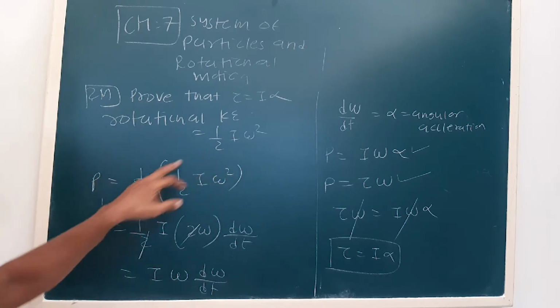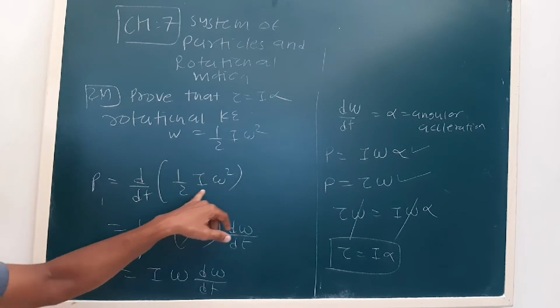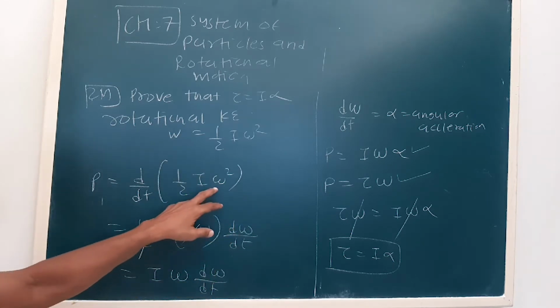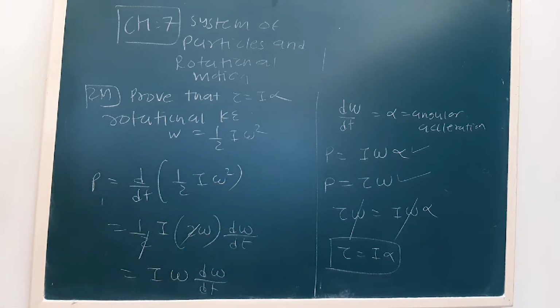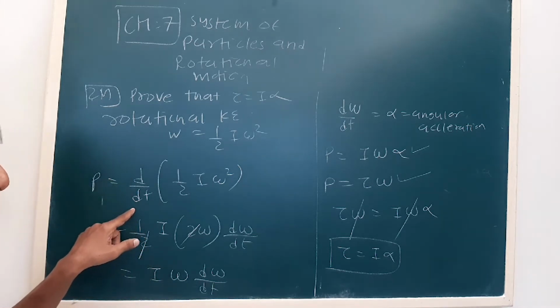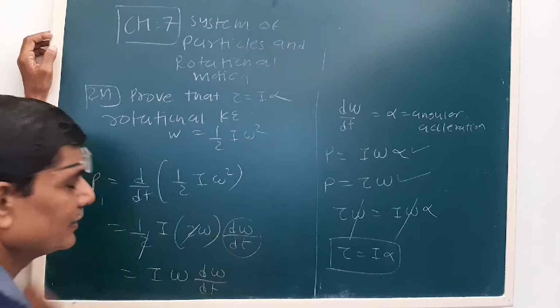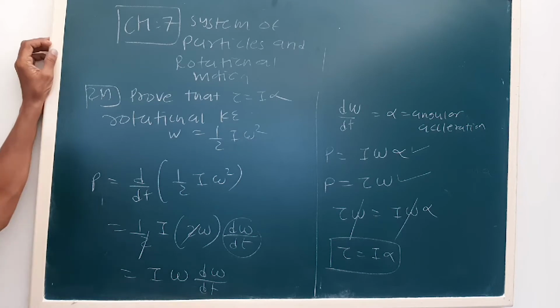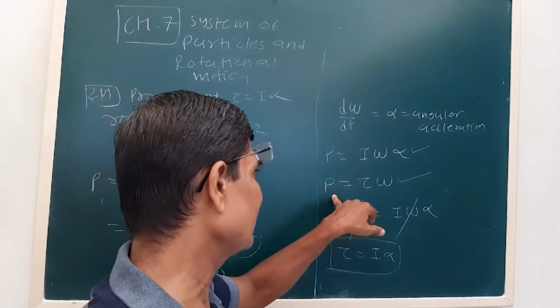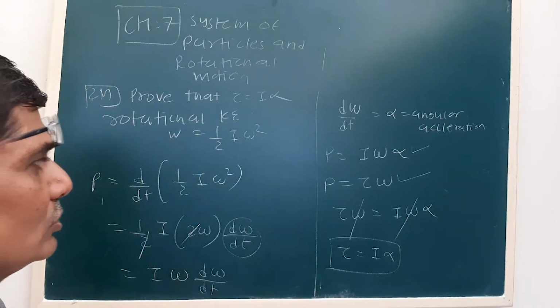So power is d by dt of this, which we can write in terms of work only. Now in the derivative, 1 by 2 I is constant, omega square derivative is 2 omega, and we use the chain rule. Why? Because here we are taking the derivative with respect to time, but there is no term with respect to time, so in that case we have to take the derivative of omega also. See, this d omega by dt is alpha, so the equation of power has become I omega alpha. Also, the equation that we have accepted is power is torque into angular velocity. So if I compare, we get the equation torque is equal to I alpha.